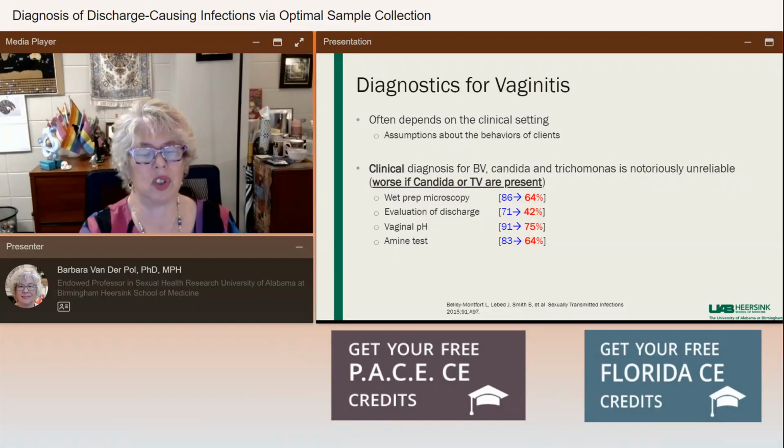But if it's just BV, the accuracy is shown in blue. But when people have more than one thing going on, like if they have BV and Candida or BV and Trich, it goes down to the numbers in red. And so you can see evaluating the actual discharge goes down to 42% accuracy.